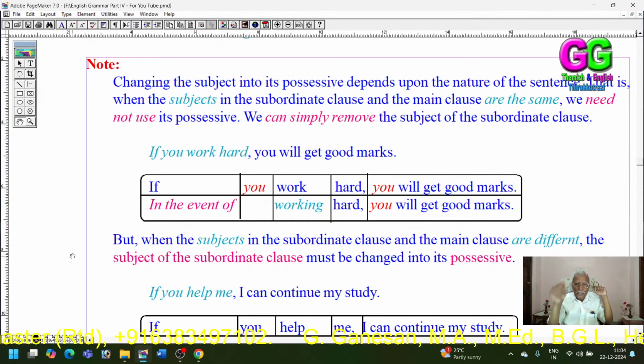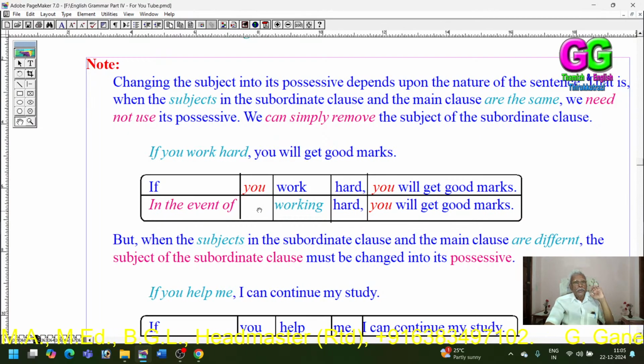The subject in the main class or subordinate class can simply be dropped if the subject of the main class and the subordinate class are the same. You see, if you work hard, you will get good marks. Here, the subject in the subordinate class, if you work hard, and the subject in the main class, you will get good marks, are the same. So you can simply drop the subject of the subordinate class.